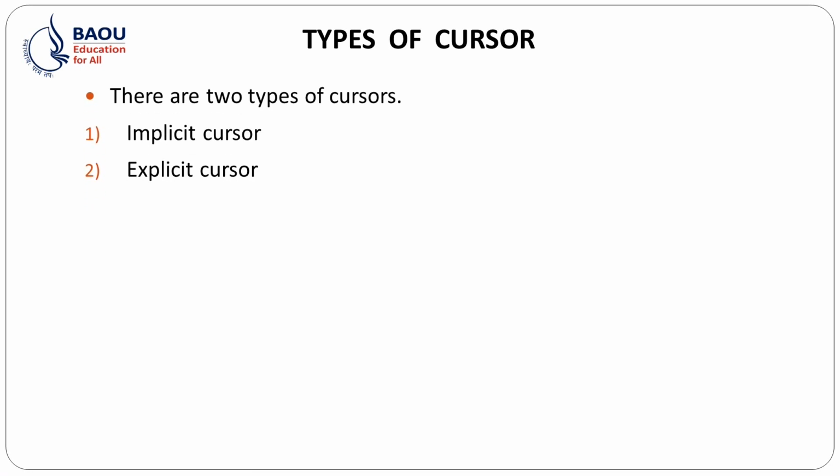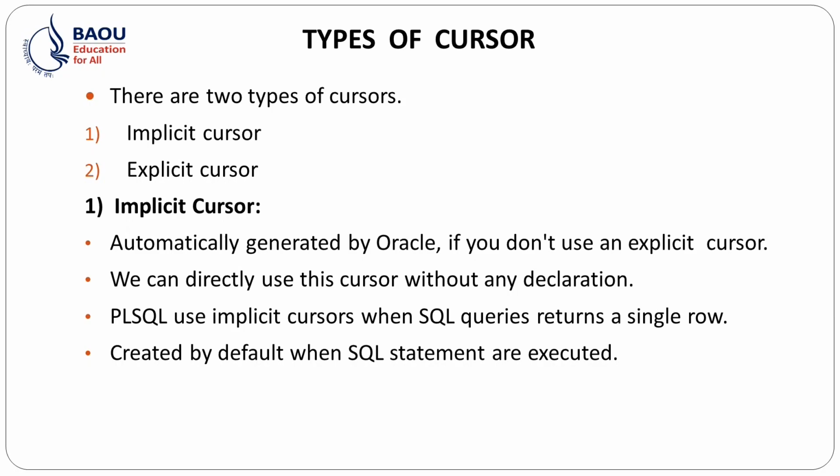Now the types of the cursor. There are two types of cursor, implicit cursor and explicit cursor. Now what do you mean by implicit cursor? The implicit cursors are automatically generated by Oracle while an SQL statement is executed. If you do not use an explicit cursor for the statement, we can directly use this cursor without any declaration. PL/SQL uses the implicit cursor when the SQL query returns a single row. These are created by default to process the statement when DML statements like insert, update, delete, etc. are executed.